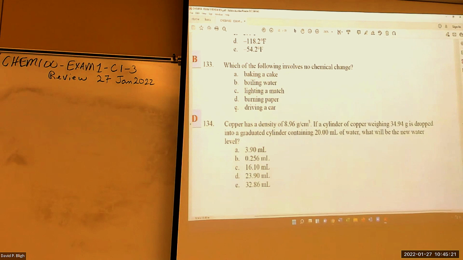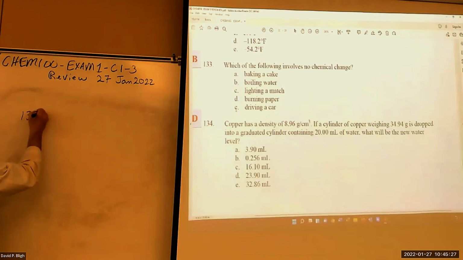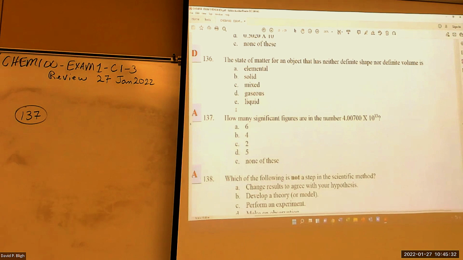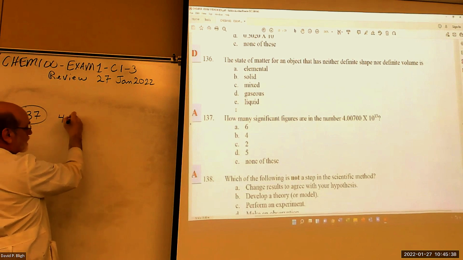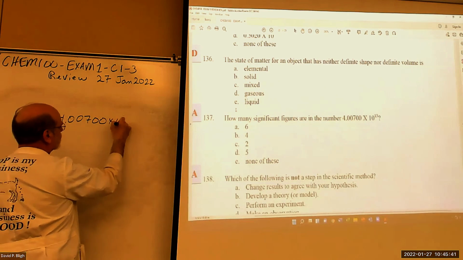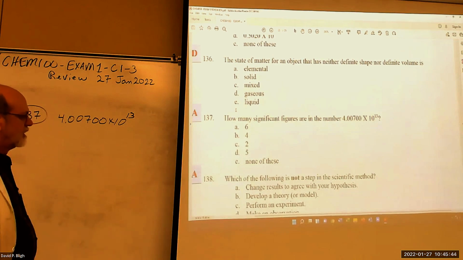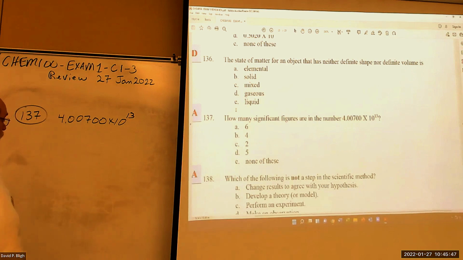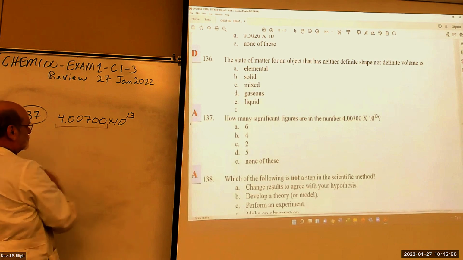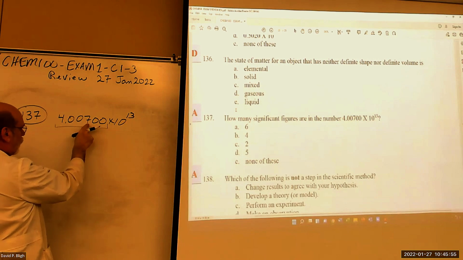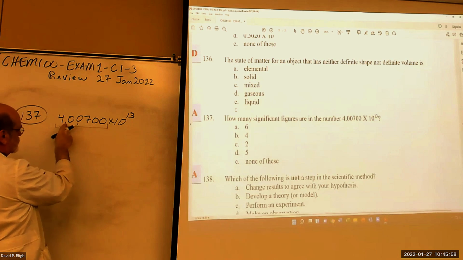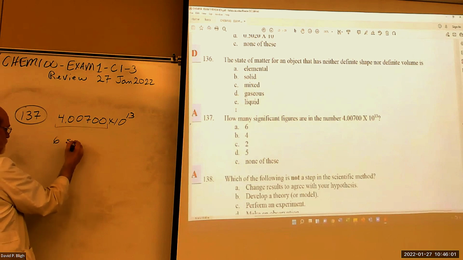Let's see. 1:37. Got 15 minutes left. Let's see if I can get these knocked out. 137. There we go. How many significant figures are in the number 4.00700 times 10 to the 13th? So we only have to look at this part. 1, captive zeros, 2, 3, 4, 5, 6, because there's a decimal. So there's 6 significant figures.